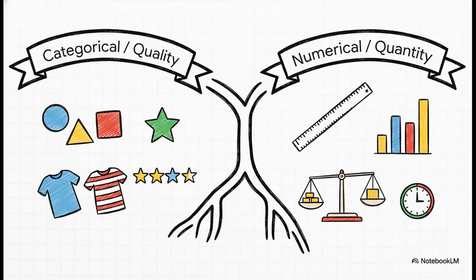So believe it or not, pretty much every attribute you will ever run into falls into one of two major families. You can think of this as the first big fork in the road. Are we talking about a quality you can describe, which we call categorical? Or are we talking about a quantity you can measure, which we call numerical?